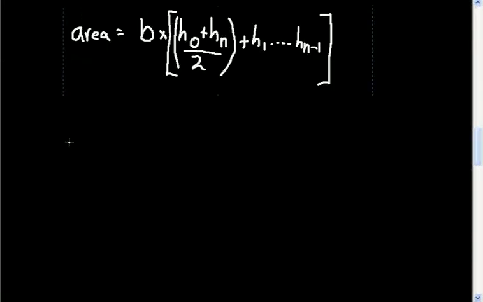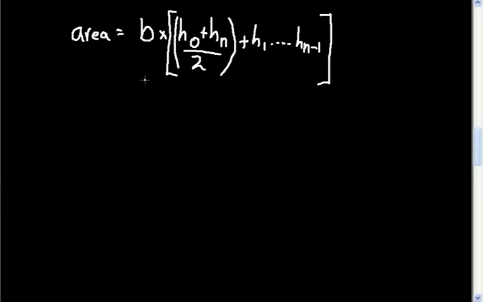Now what you see here is the general formula that you use to work out an area under the graph and the x-axis using the trapezium rule. At first glance this looks a bit daunting, but it's actually quite straightforward how you use this formula to work out an area.